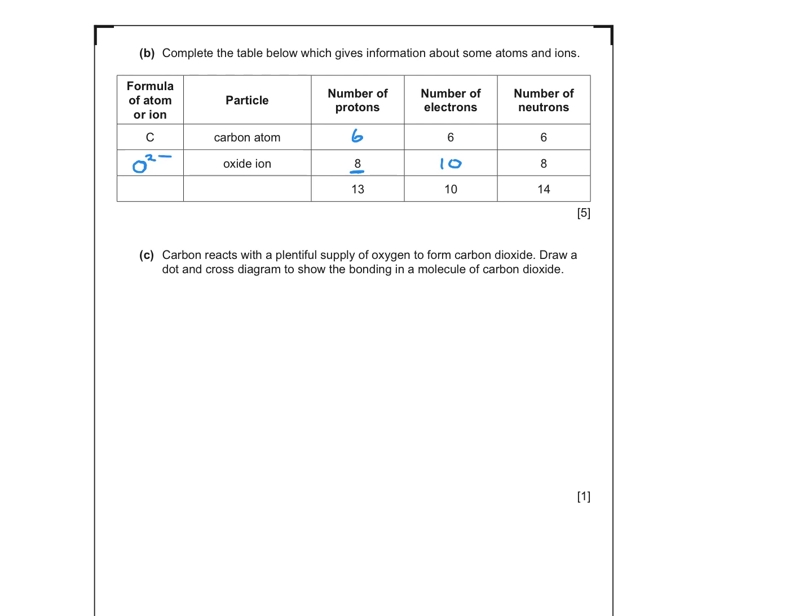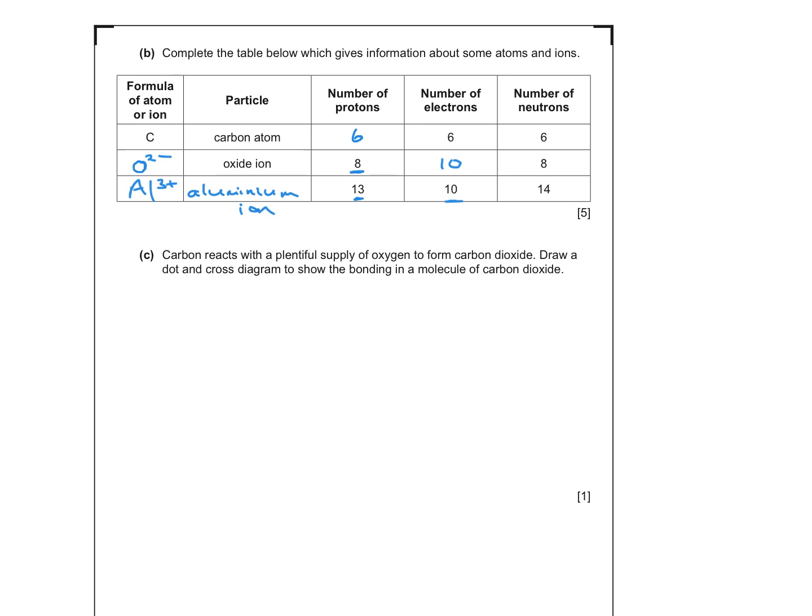And then the final particle, well, the number of protons are 13. That's the atomic number that identifies the element. That's aluminium. And you can see that the electrons do not equal the protons. So this has to be an ion. Anytime the protons and electrons are unequal, it's an ion. Well, you've got 3 more positive charges. So 13 protons, 10 electrons. So that means it's going to be Al3+. So this is an aluminium ion.